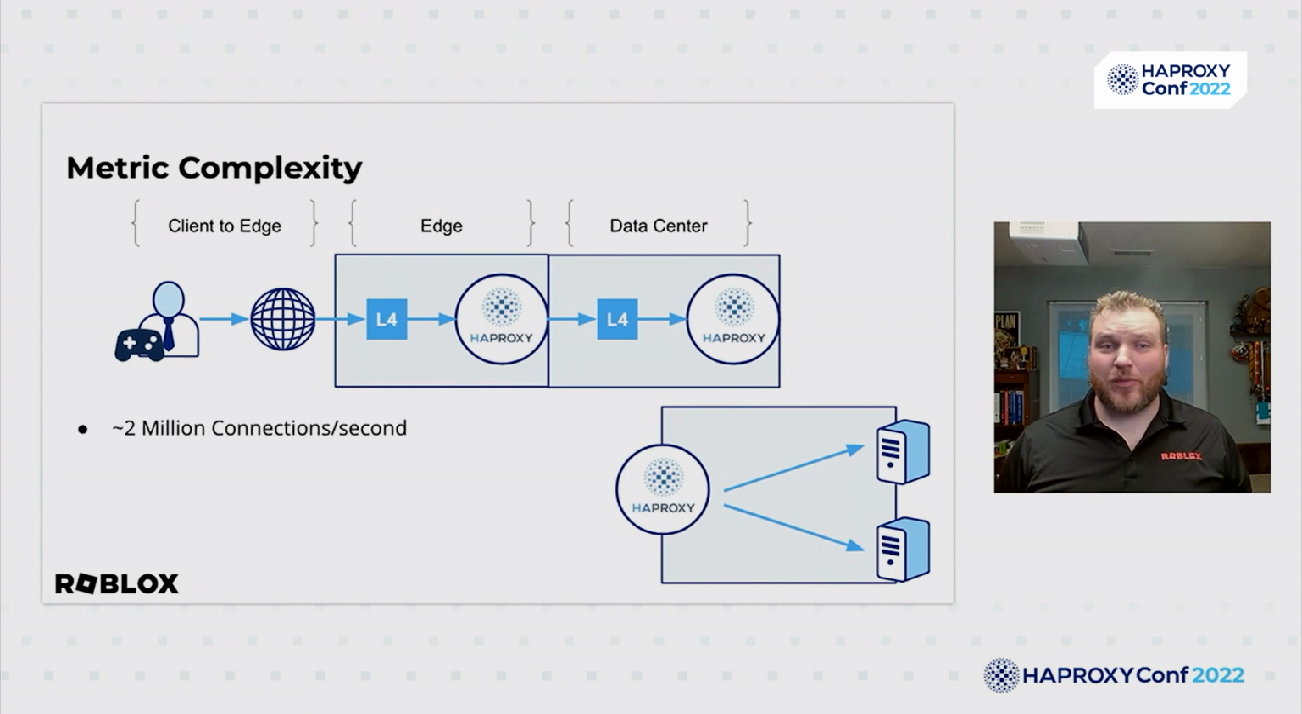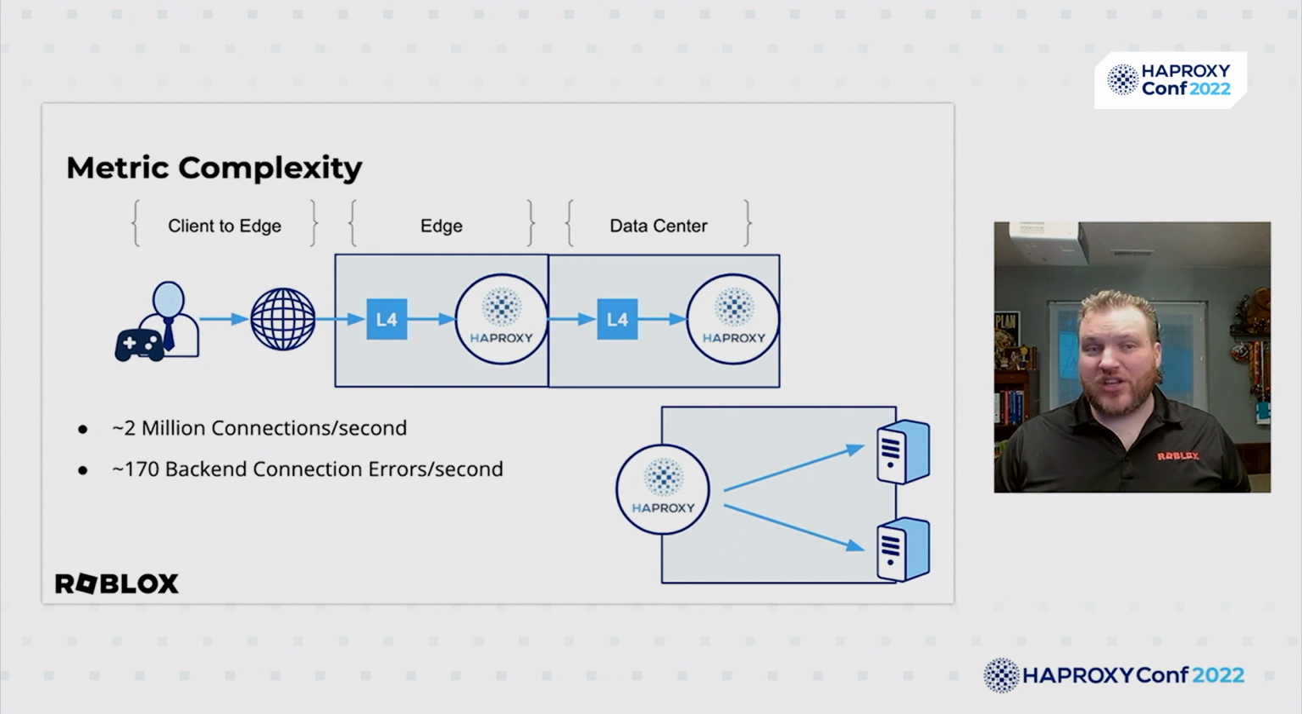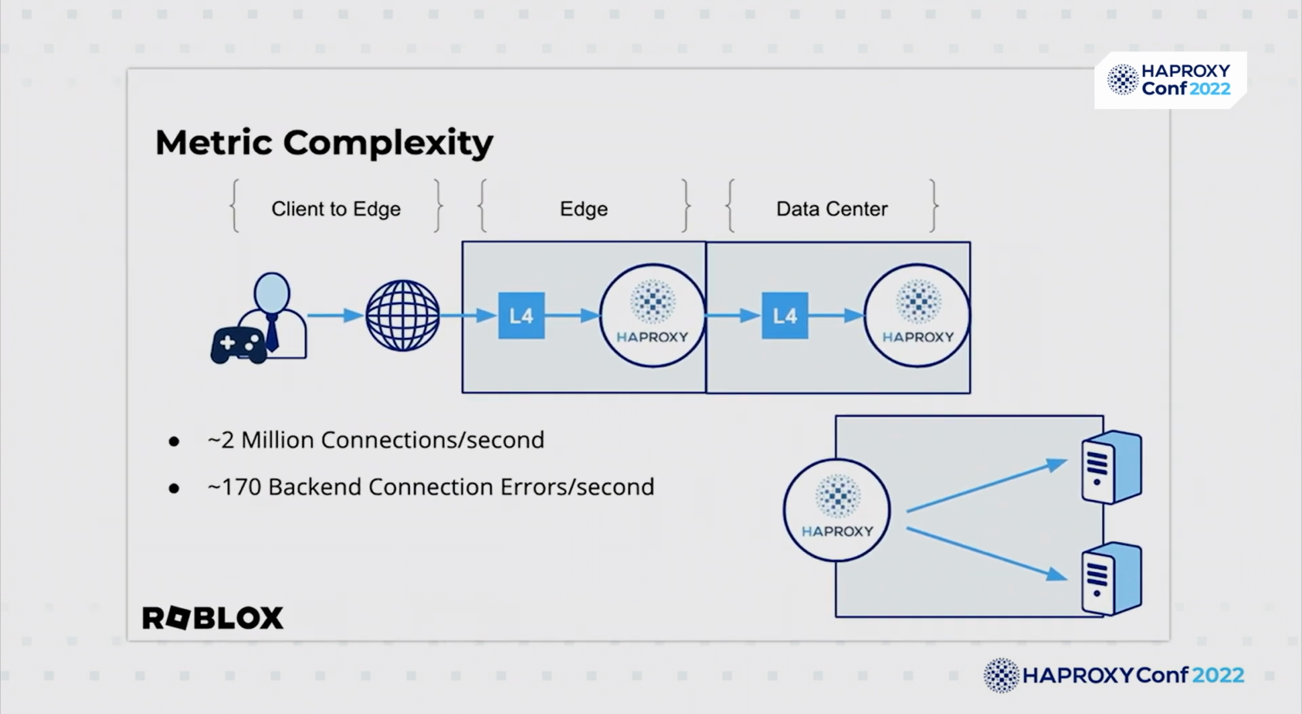As I mentioned, we have about 2 million connections per second. However, we have a ratio of about 170 backend connection errors per second. That doesn't seem like a lot when you're talking about 2 million connections, but it still is pretty significant. We get about 2,500 errors when I was talking about the 28 million requests per second. About 2,000 of them are 500 errors and 160,000 of them are 400 errors.